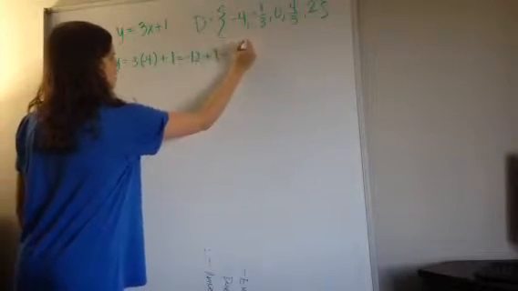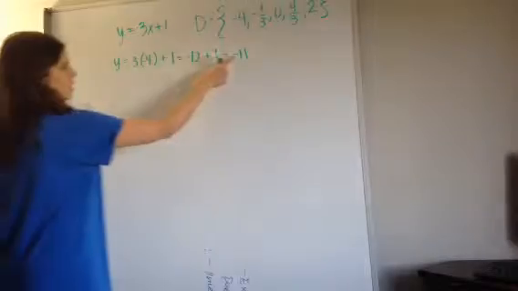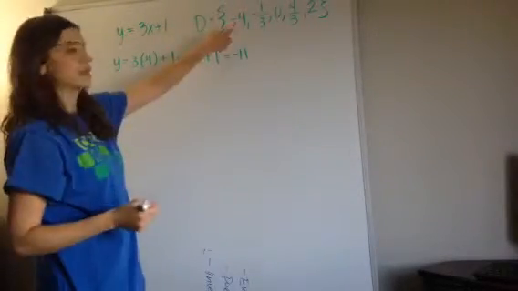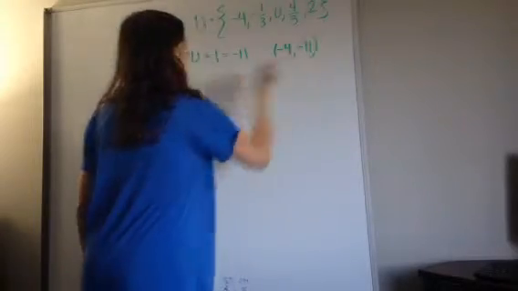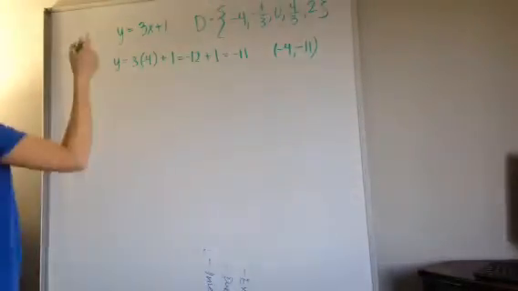Plus 1 is negative 11. So the y value is negative 11 when the x value is negative 4. So negative 4 comma negative 11. And that's the point. And you're going to do the same thing with all of these.